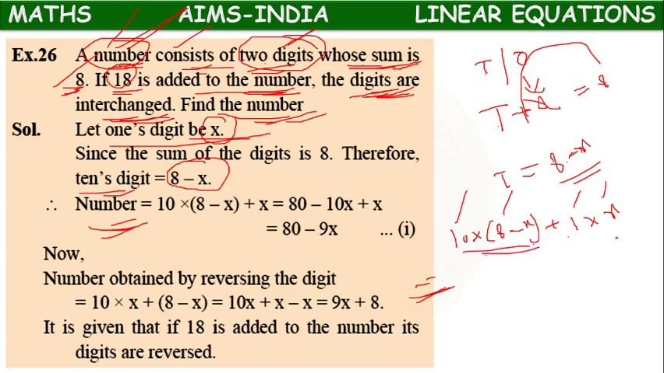10 into 8 minus x plus 1 into x. 10 into 8 is 80. 10 into minus x is minus 10x. Plus x, same as it is. Minus 10x plus x is minus 9x. So 80 minus 9x is the number.